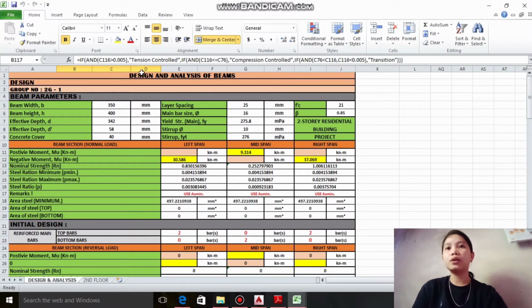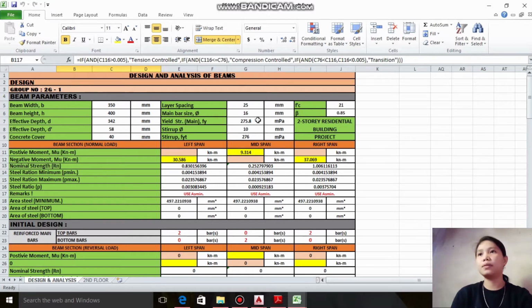And for Activity 2, which is the structural plan and the Excel output for the beam design analysis. So group number 2G-1 is the beam parameters, which beam width is 350 millimeters and the beam height is 400 millimeters, depth 342. The effective depth prime is 58mm.